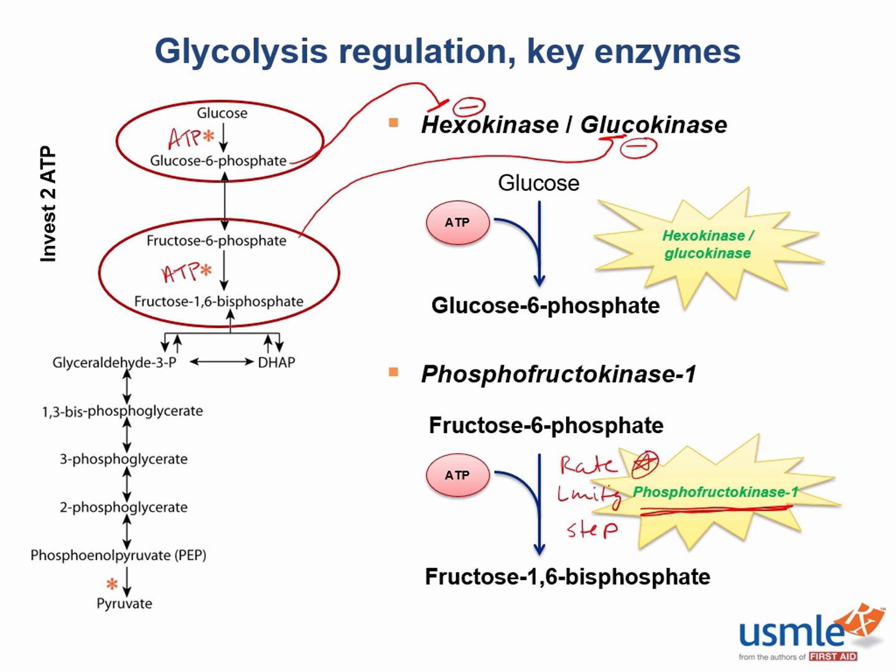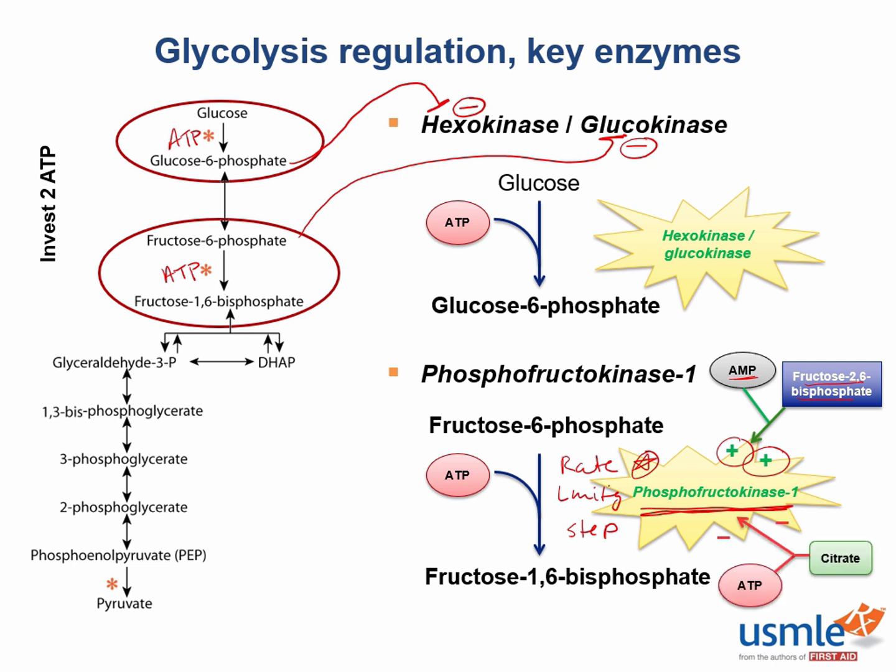Now, since it's the rate-limiting step, there are going to be a lot of things that either activate or inhibit it. Some of these things include adenosine monophosphate, or AMP, and this just means that there's a lot of AMP around. This needs to be converted into ATP, so it's going to activate phosphofructokinase 1. Also, if there's a lot of fructose 2,6-bisphosphate, this indicates that the blood sugar is high, so there's plenty of glucose to be used for glycolysis, both of which are activators of phosphofructokinase 1.